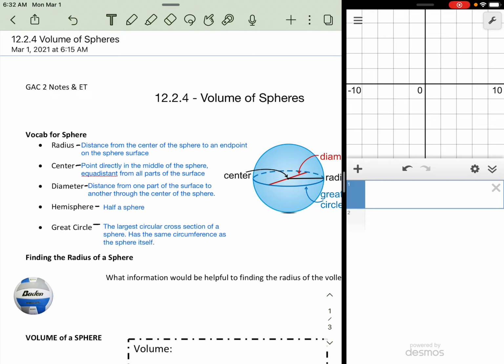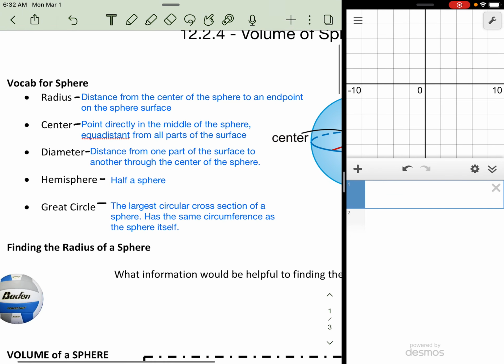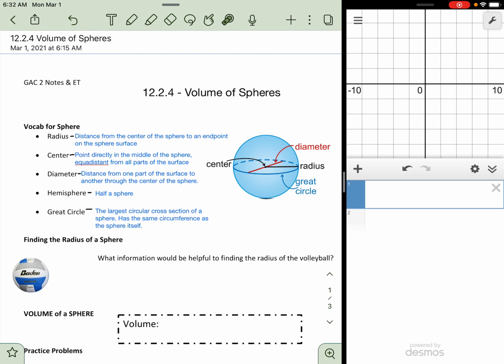So here's a video. Let me know if you have any questions. You do not have to copy down this vocab, but I'm going to run it through for you and just make sure that you understand each of the components of a sphere. So we're moving on, okay, in volume.